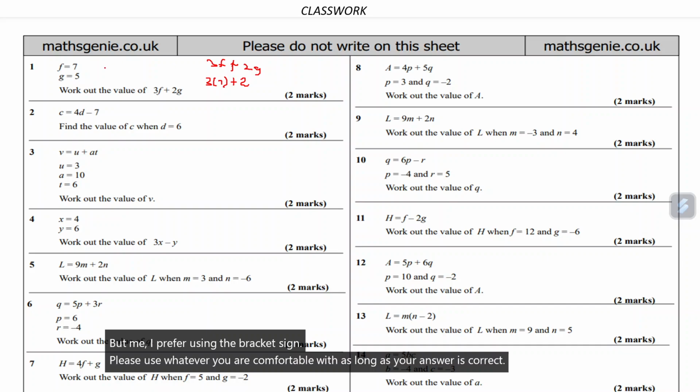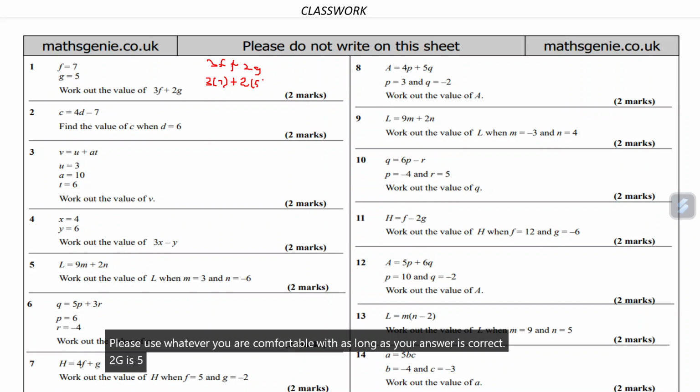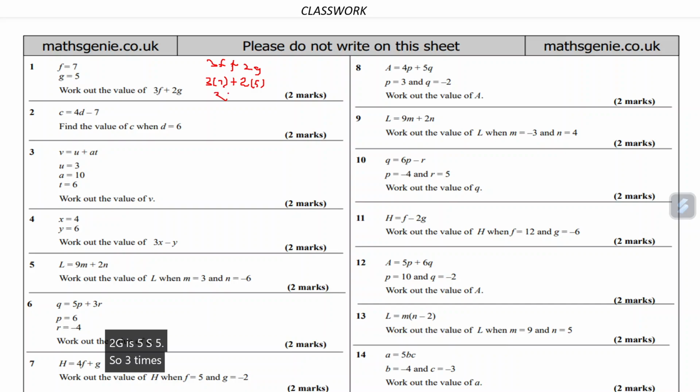2, G is 5, so replace by 5. So 3 times 7 is 21, plus 2 times 5 is 10. So 21 plus 10 will give us 31. 21 plus 10 is 31.